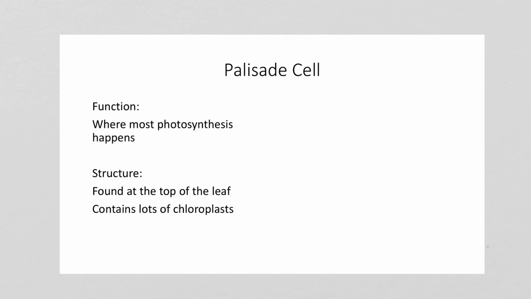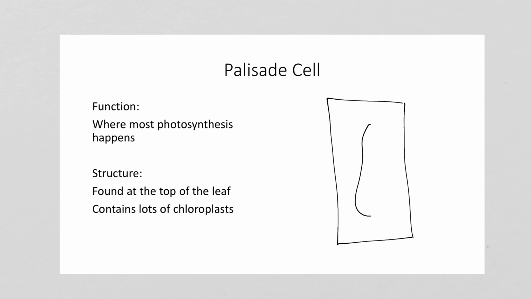Last but not least, we have the Palisade cell. And the Palisade cell is found in the leaf. And whenever somebody draws a plant cell, they're almost always going to draw a Palisade cell without even thinking about it. So these are at the top layer of the leaf. They have a vacuole, they have a nucleus, they have their ribosomes, they'll have some mitochondria.